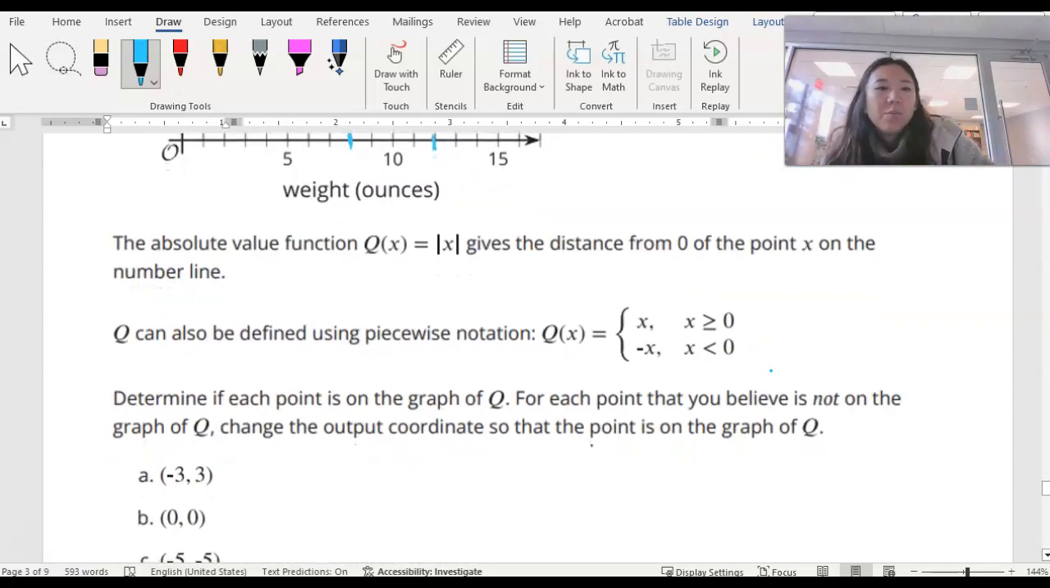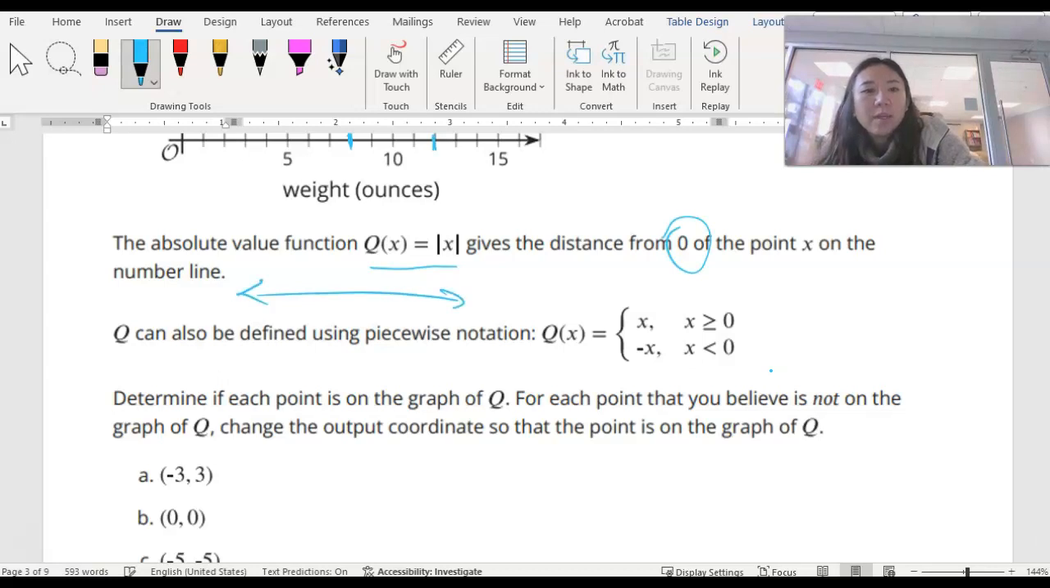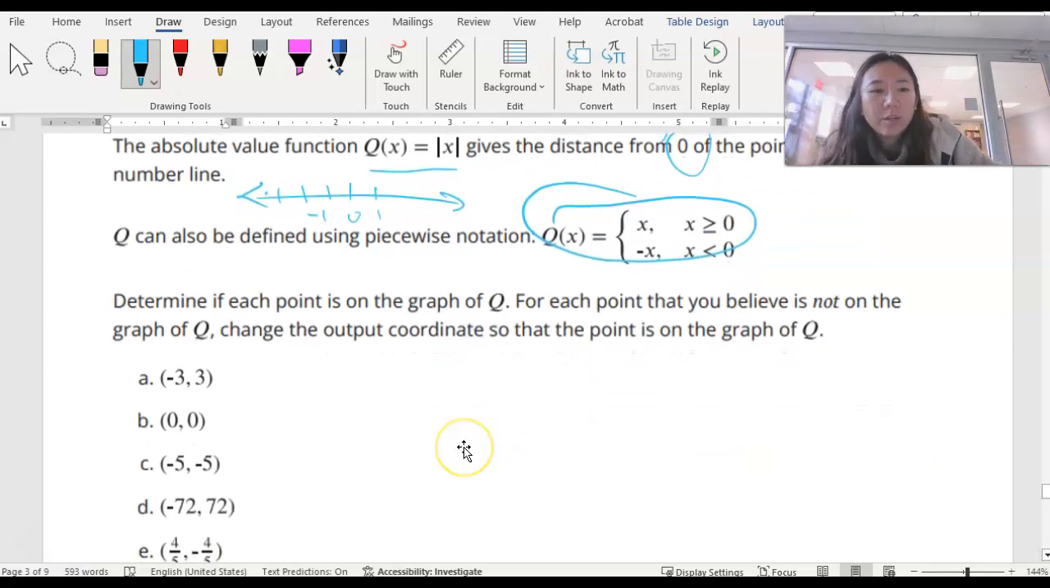All right, moving on, the absolute value function q of x equals the absolute value of x gives the distance from 0 to the point on the number line, right? So again, thinking about your number line, -1 is 1 away, 1 is also 1 away, which is why our absolute value is always going to be positive. It can also be defined using this function, which you saw in your homework yesterday.